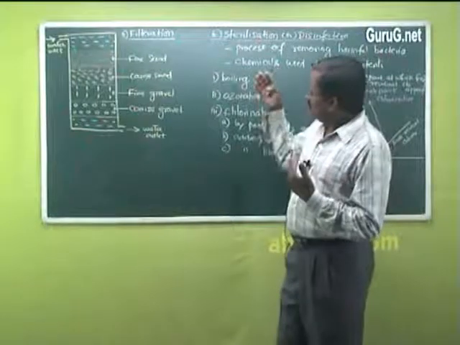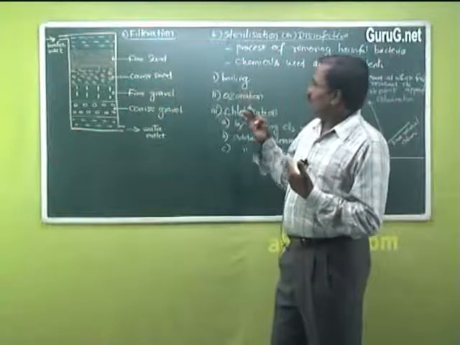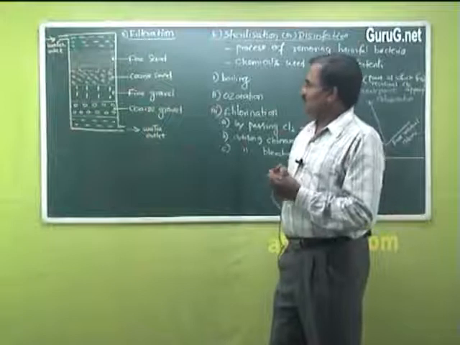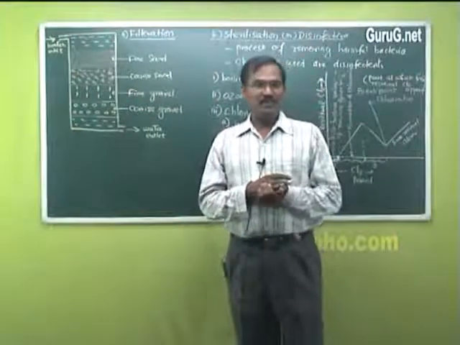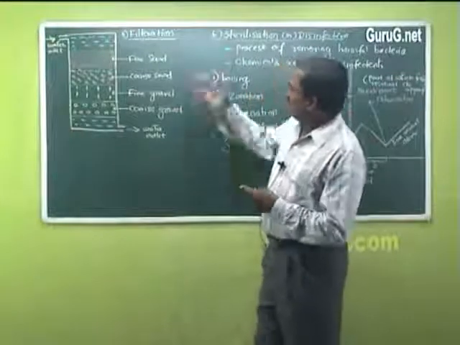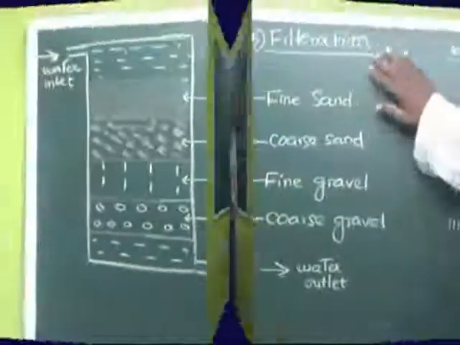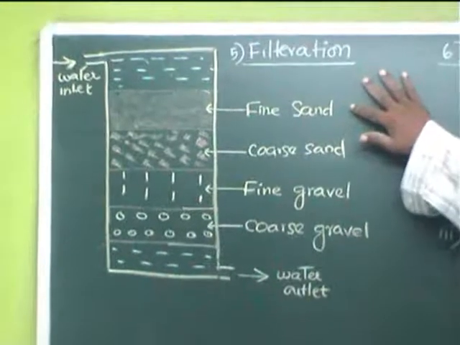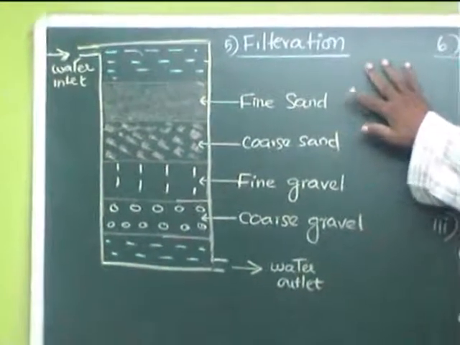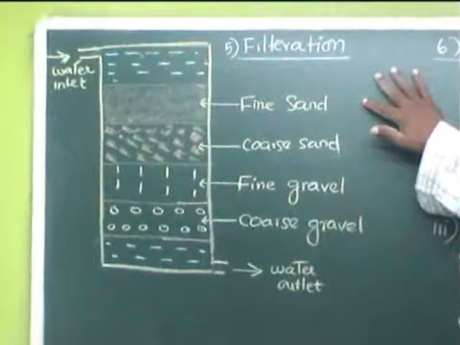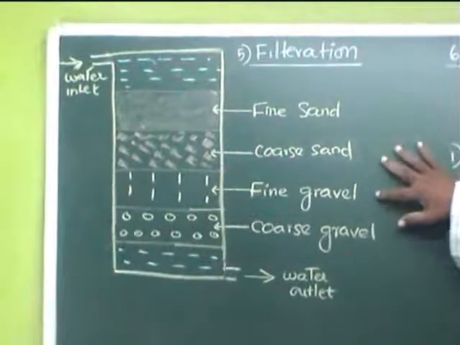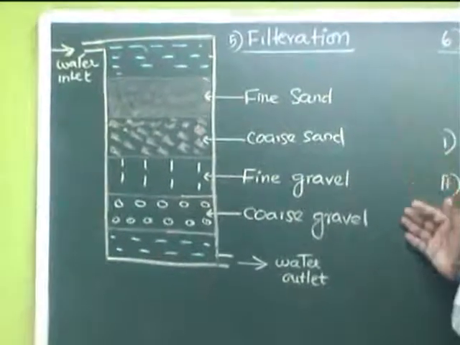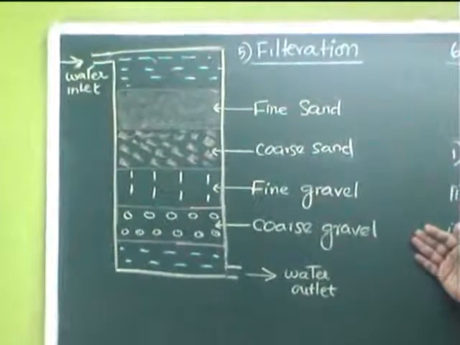So these bacteria, toxic substances and other impurities are filtered by passing the water through a filter bed as shown here in the diagram. The first layer is made up of fine sand, followed by coarse sand, fine gravel, coarse gravel, like that they are arranged in this bed.